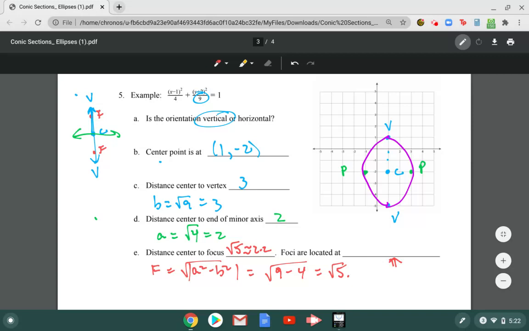I need to move in the y direction, 2.2. So it's going to be 1, 2.2, 1, 2.2, foci. So as I'm labeling my foci as points, I'm going to keep the x fixed. I'm only moving in the y direction. And my y was a negative 2, but I needed to both add and subtract, go up and down, radical 5.